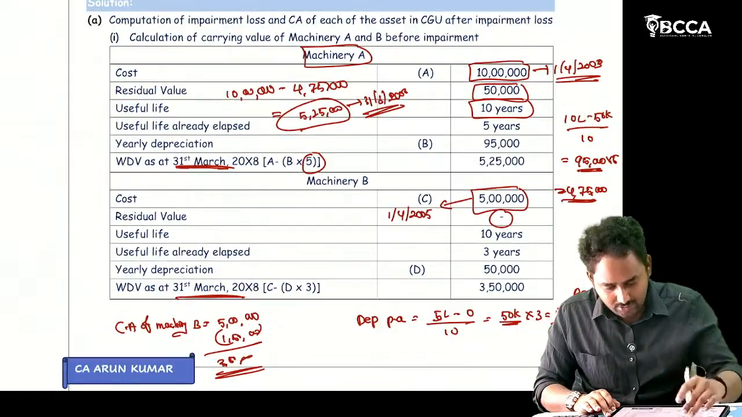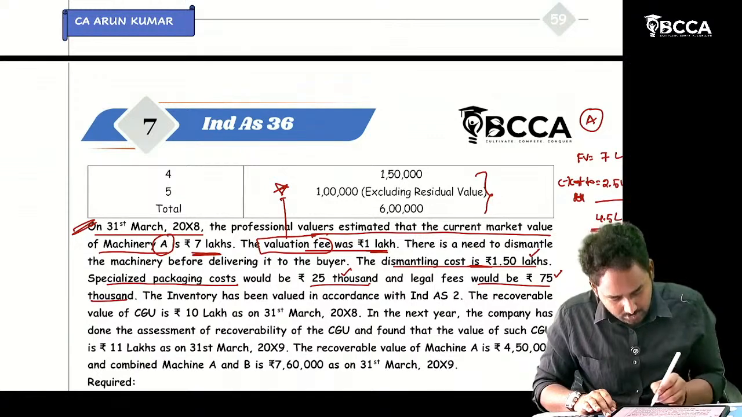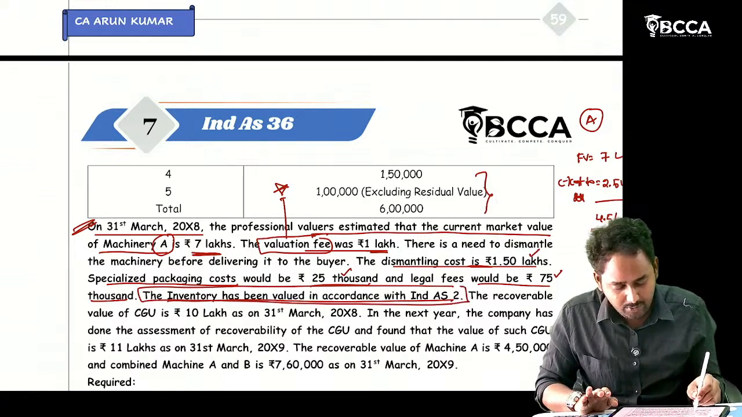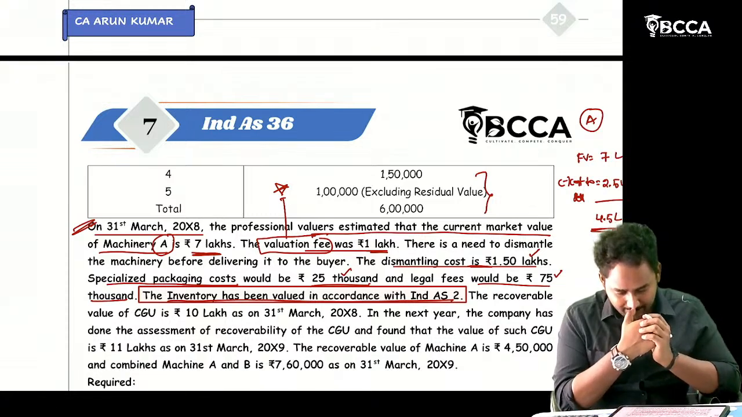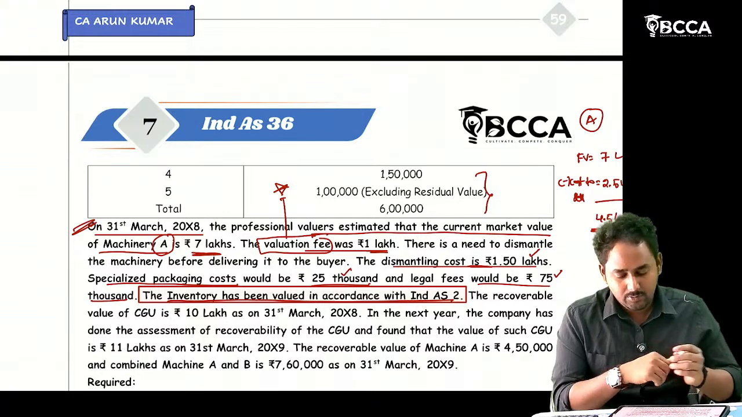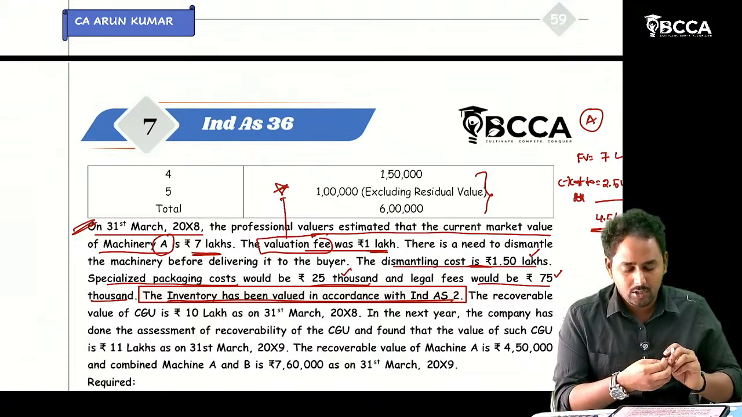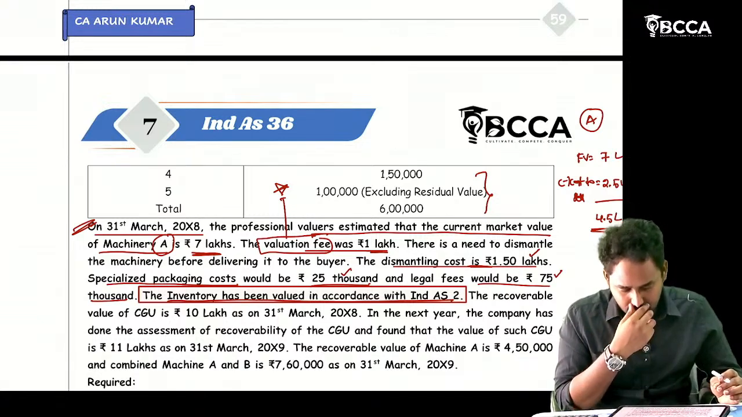What is the inventory carrying amount? It has been given in the question. The inventory has been valued in accordance with Ind AS 2. So we should not provide the impairment loss on this inventory, because we should provide the impairment loss only on the assets which are applicable in Ind AS 36. But this inventory should be included in the CGU for the purpose of calculation of the impairment loss for the entire CGU.